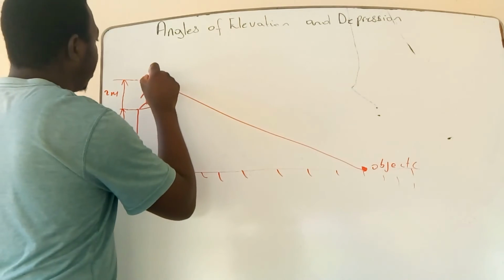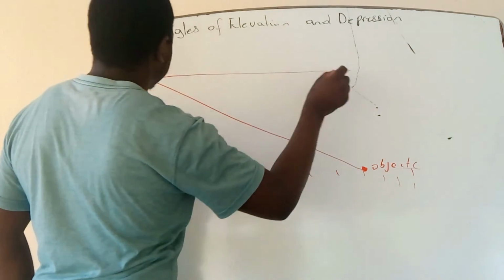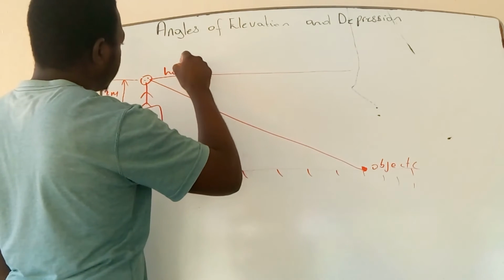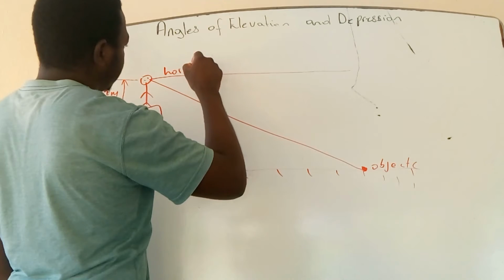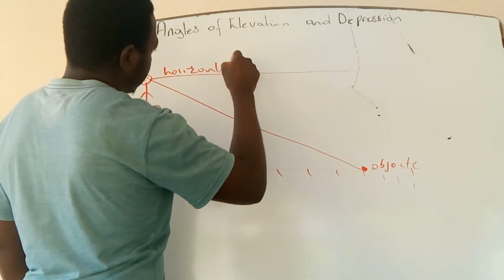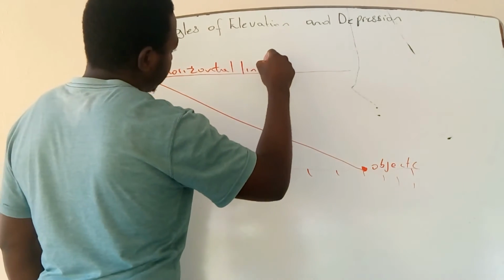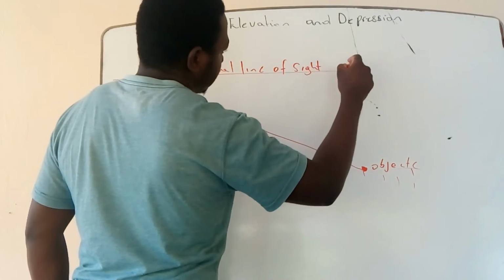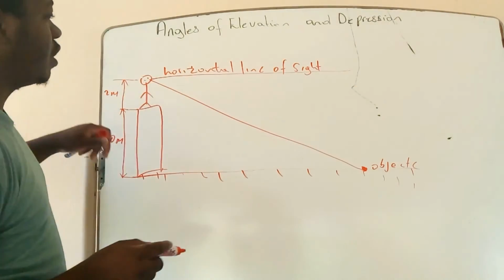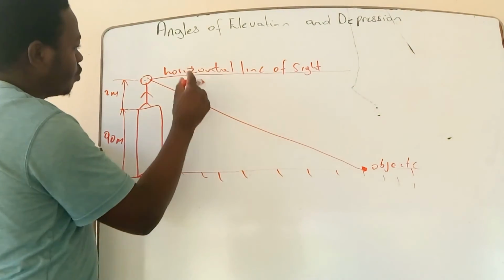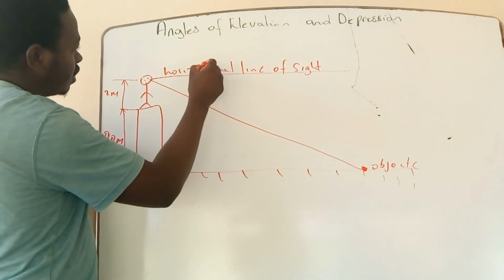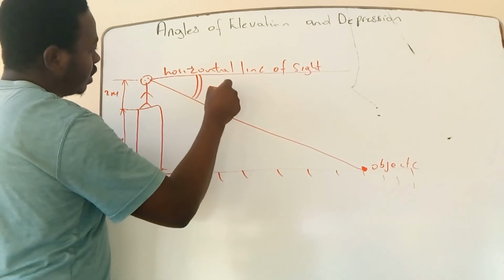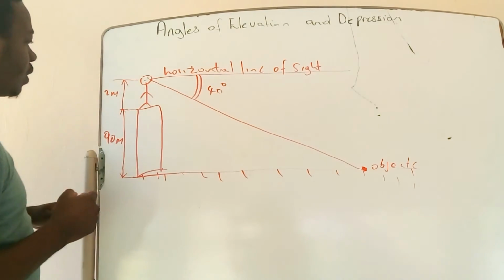And let's say this is your horizontal line of sight. You know the angle of depression, because when you're looking down, that's an angle of depression. So you know this angle here. This is your angle of depression, and you know that this angle is 40 degrees.